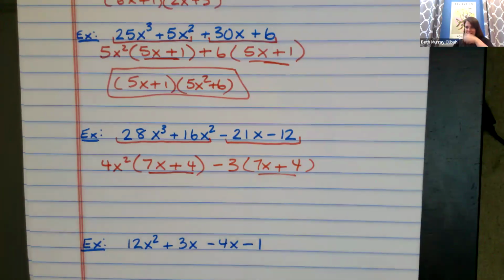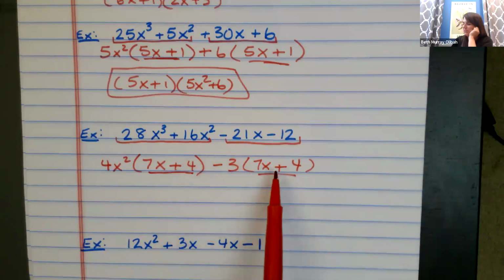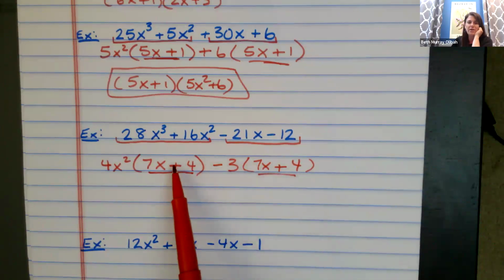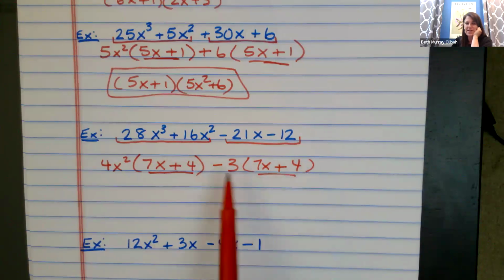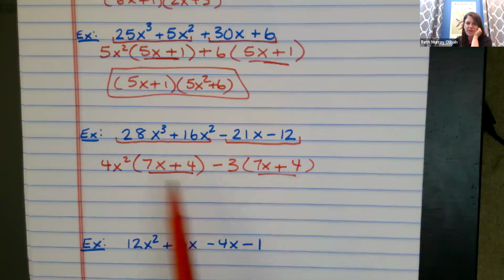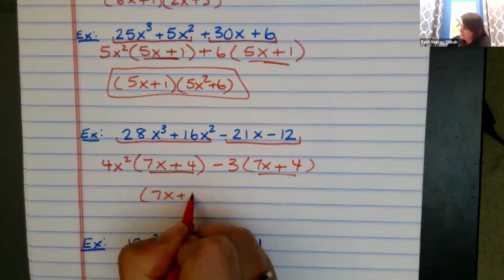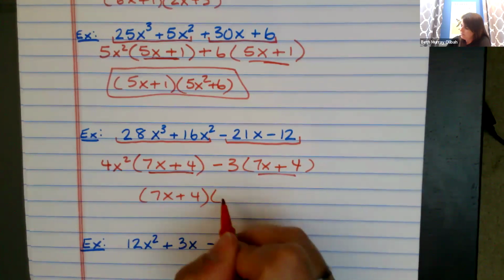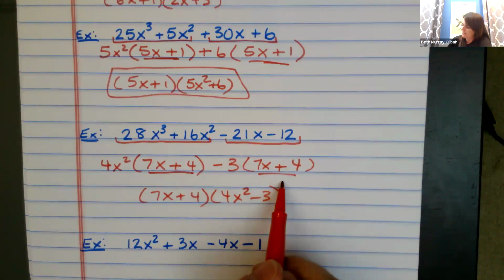So I've done this a lot, so I'm looking ahead. If you're not looking ahead at first, that's okay. Just if you ever end up with parentheses where they have the exact opposite signs, the way you fix that is take out a negative with the number so that those will change and then they match. So this one, final answer, 7x plus 4 times 4x squared minus 3.